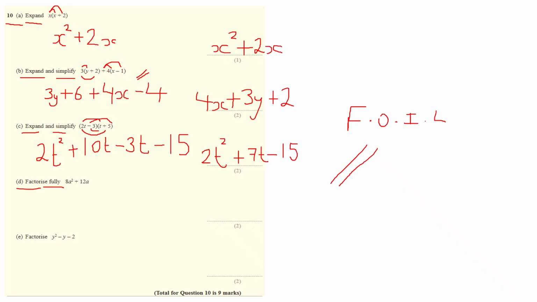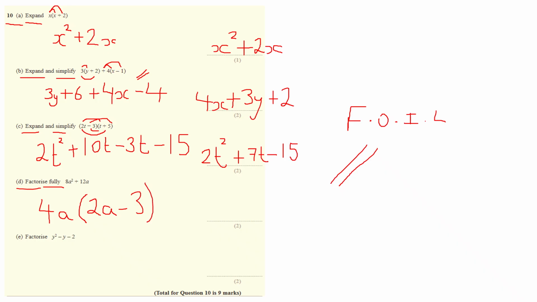So I'm going to pull out 4a. Factorize here means put back into brackets. So I'm going to pull out 4a because that's the highest common factor. 4a times what is 8a squared? Well, 4 times 2 is 8. And then a times what is a squared? Well, a times a is a squared. And then 4a times minus what gives you minus 12a? That'll be minus 3 or negative 3.